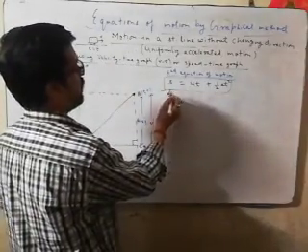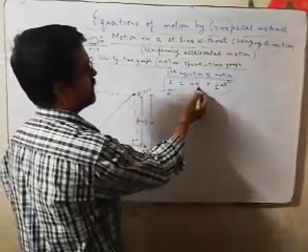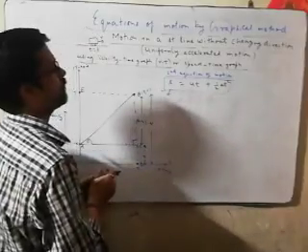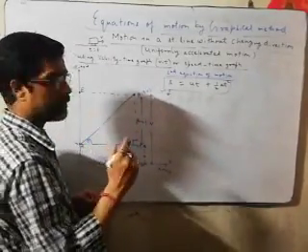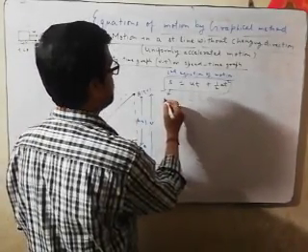S is distance or displacement. U is initial velocity. T is time. A is acceleration, and again T is time. So for this, one theory, one concept is important. That is distance travelled or displacement.